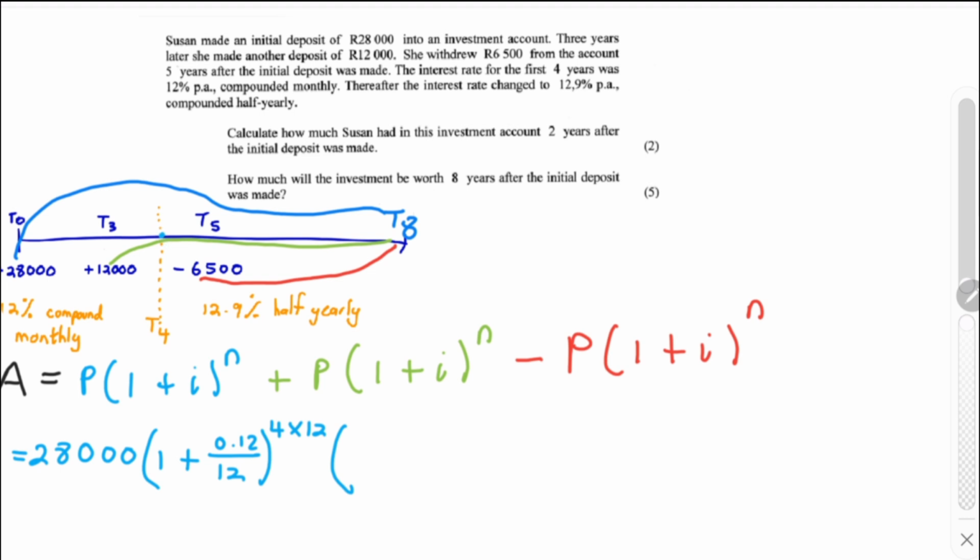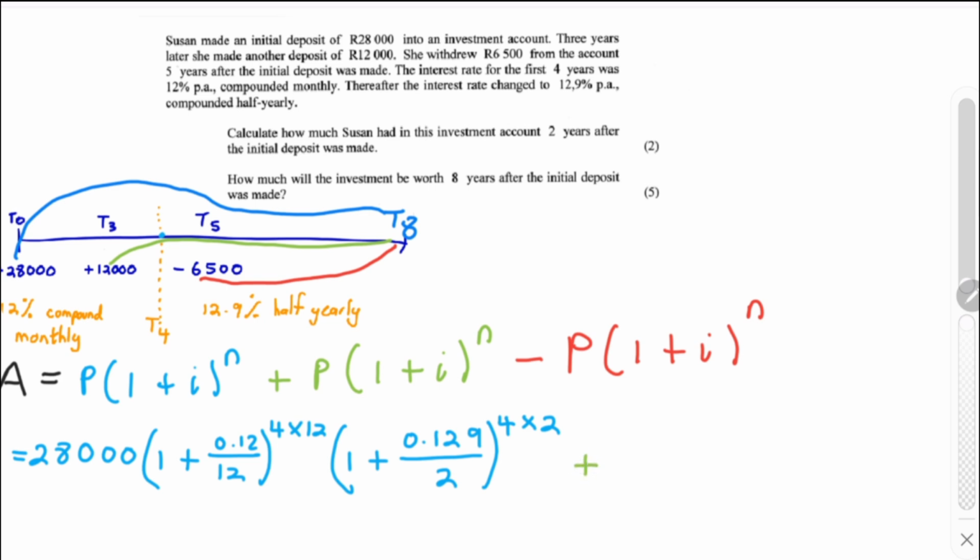So the interest rate over there changed. So we'll say 1 plus 0.129 divided by 2 because it's half yearly, and then we'll say, so from T4 to T8, so it's 4 years multiplied by 2. So now we're done with the 28,000 rands. And then we move on to the 12,000 rands.